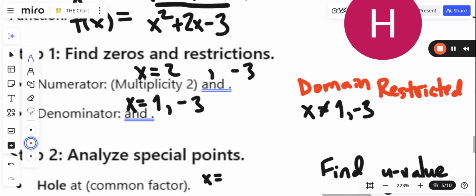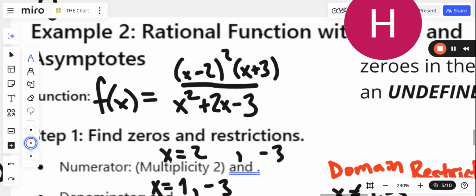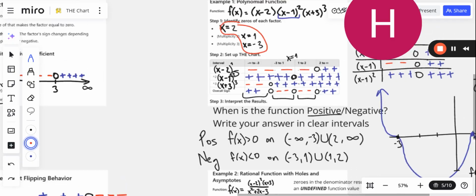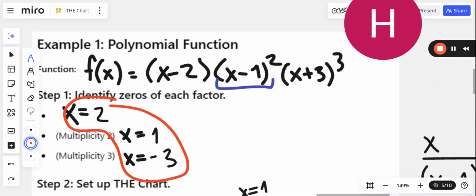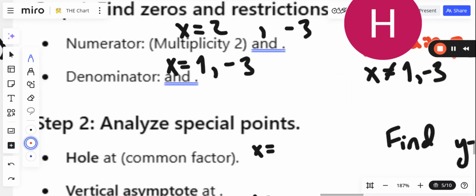Okay, let's analyze some special points. Now we're just breaking this down into factors. The top of it was already pretty much factored for us, which is nice because I really just want to introduce you to the chart, how to put things on the chart. We'll worry about factoring techniques in another video. This is mostly about the chart. That's why I graciously had this already factored for you. So let's take a look at our special points.